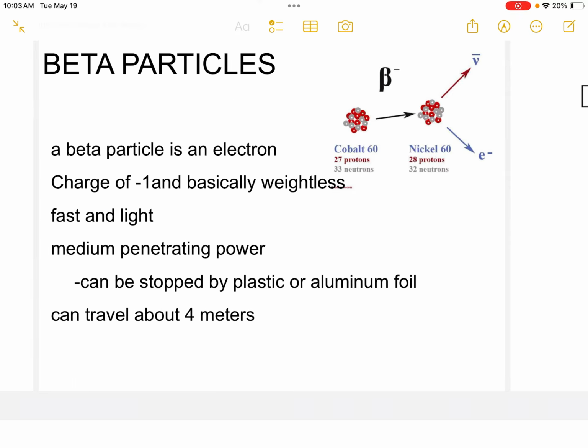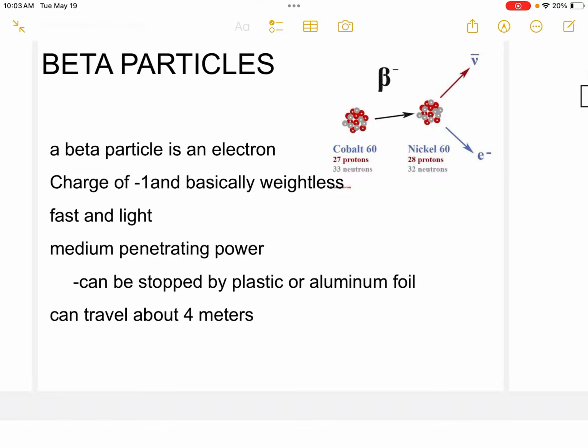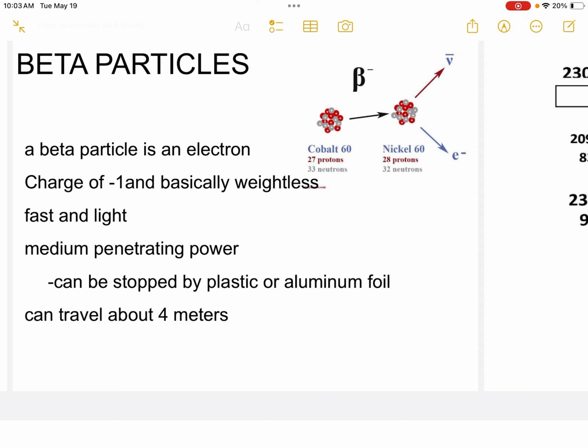Beta particles are essentially an electron. They have a charge of -1, and they're basically weightless. They're fast and light. They have a medium penetrating power, so they can be stopped by something like a sheet of aluminum foil. And they can travel approximately 4 meters.